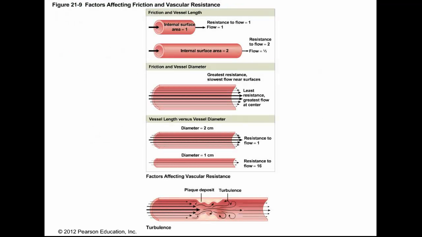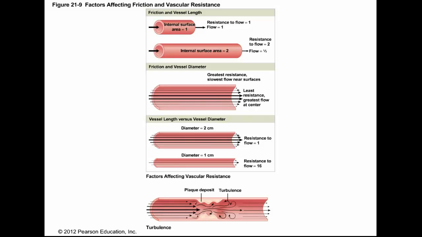Here we've got a series of diagrams that are explaining what the slides did previously. If we talk about friction and vessel length, here we've got 2 blood vessels. One is half as long as the other, and you can see that the resistance in the top one is 1 and the flow is 1. The resistance in the second one, because it is twice as long, is 2, and the flow is half as much.